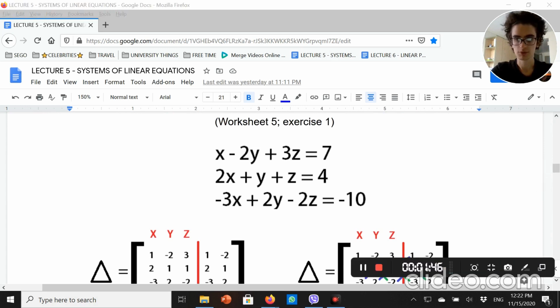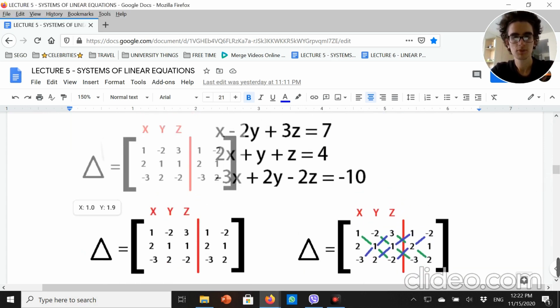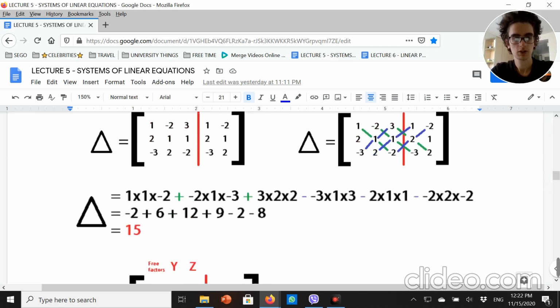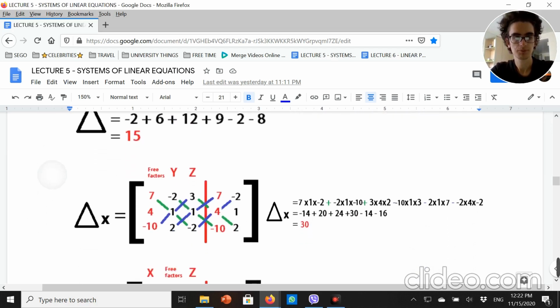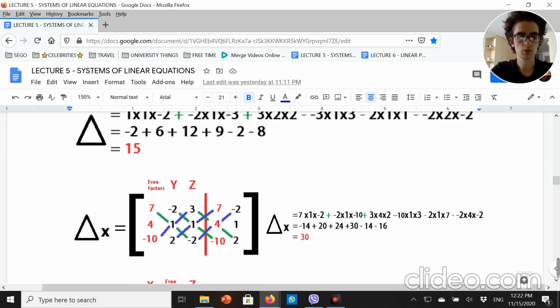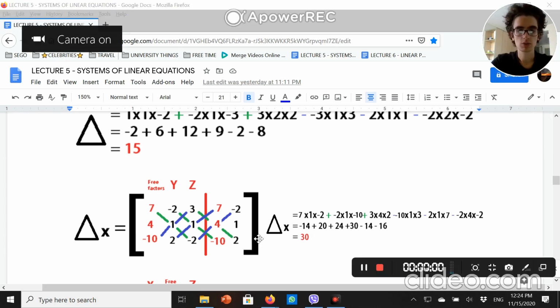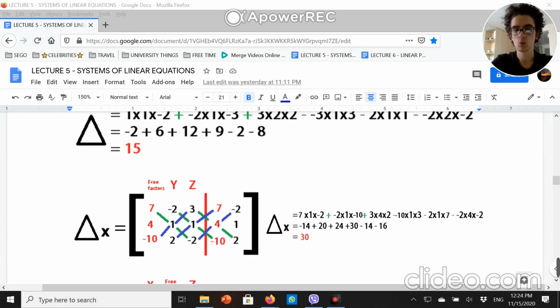So we're gonna go back to this one, and now we write free factors, y and z. Again, we draw this line, and then we write our two columns. So here we would have our free factors, and here we would have y. And how do we solve it? We solve it exactly as we did for delta.